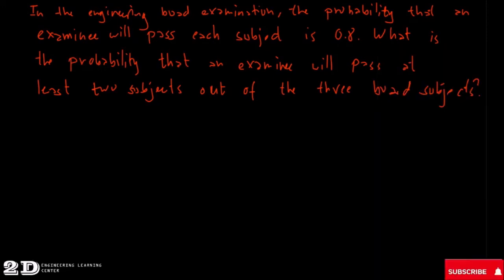So in the engineering board examination, the probability that an examinee will pass each subject is 0.80 or 80%. What is the probability that an examinee will pass at least 2 subjects out of the 3 board exam subjects? Okay, so we'll go directly to the solution.